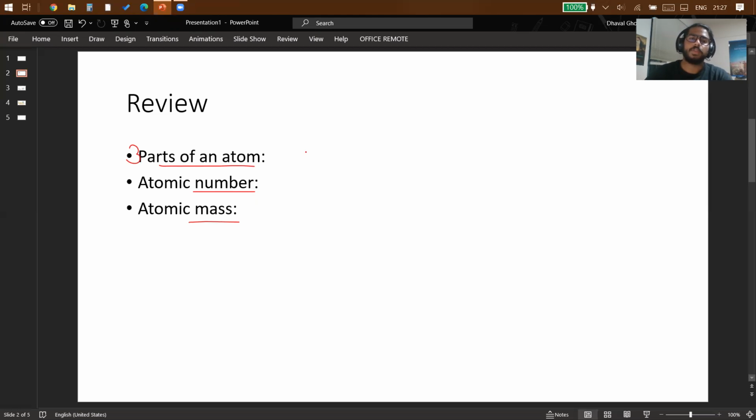Okay, so hopefully you guys wrote the answers down. The answers to this question: the three parts of an atom are first an electron, the order does not matter, then a proton, and then neutrons.